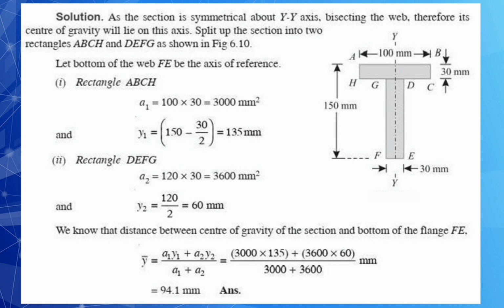We know that the distance between the center of gravity of the section and the bottom of the flange FE, ȳ, is equal to (a1 y1 plus a2 y2) by (a1 plus a2), which is equal to (3000 into 135 plus 3600 into 60) by (3000 plus 3600), which is equal to 94.1 mm, which is the answer.